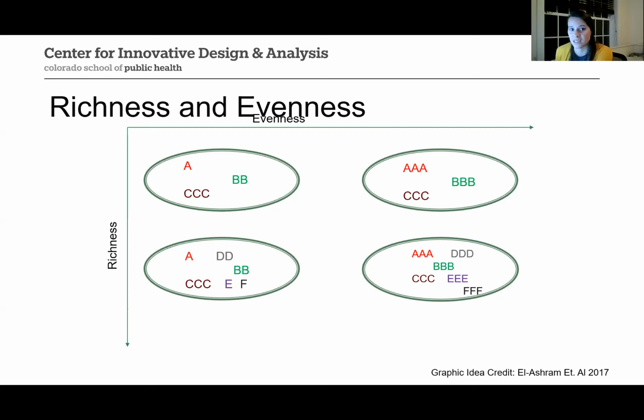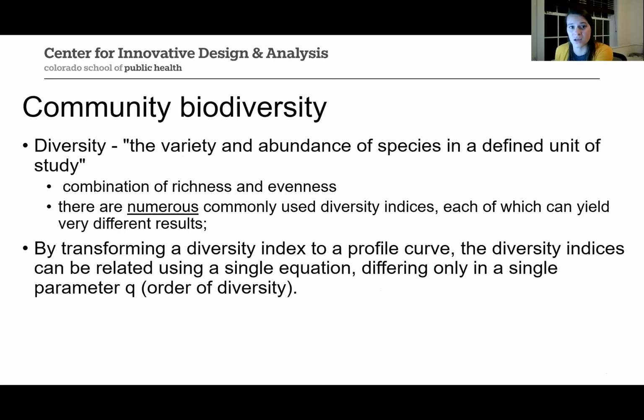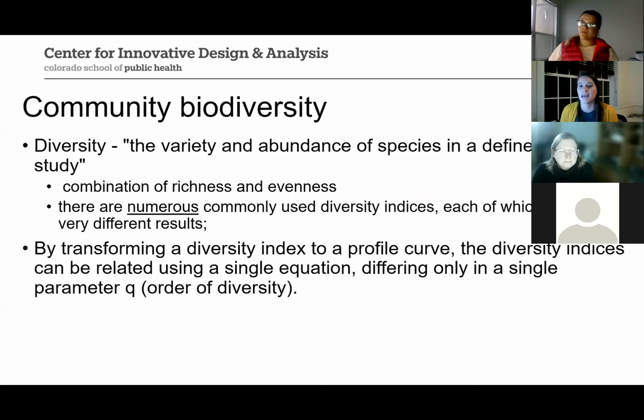They don't have very many taxa, and their evenness is all over the place. Whereas here, this person has a lot of taxa, and their abundance is evenly distributed amongst the taxa. So your diversity is going to be a combination of that richness and evenness. There are a lot of different alpha diversity metrics out there that can be used. The main thing to know is that they are all related to each other.